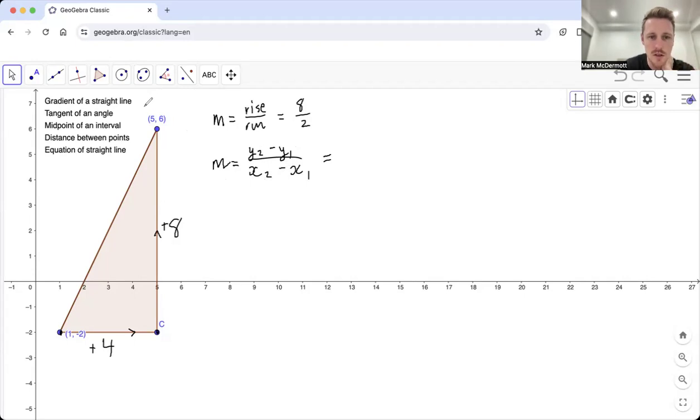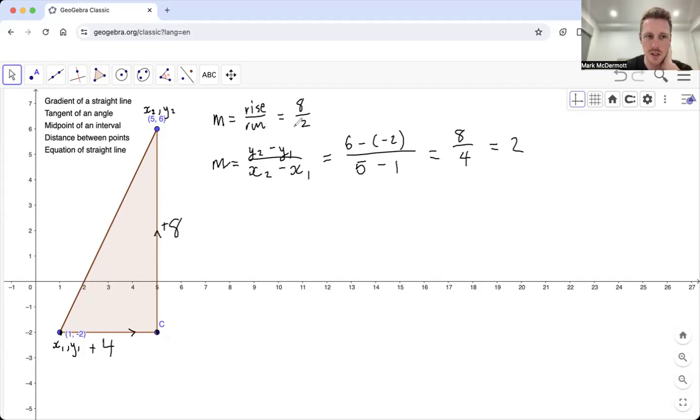So when you're labeling the points, this one here can be x2, y2, and this one x1, y1. Okay, so y2 minus y1 is going to be 6, take away -2, over 5, take away 1, which is 8/4, which is 2. Okay, so that's how you find the gradient of a straight line. You just take y2 minus y1, which is the rise, over x2 minus x1.